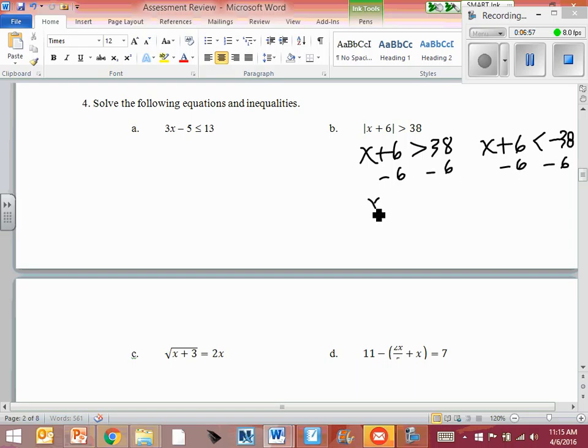And then you do the work. x is greater than, what is this, something 32. And this guy is less than negative 38, negative that, negative 44.